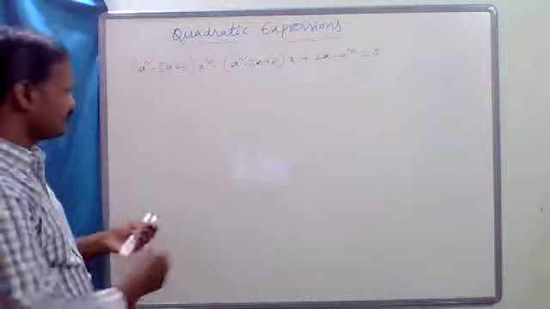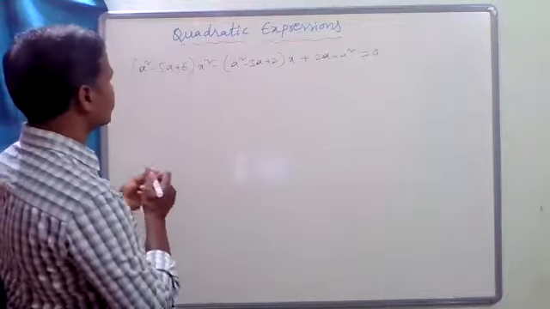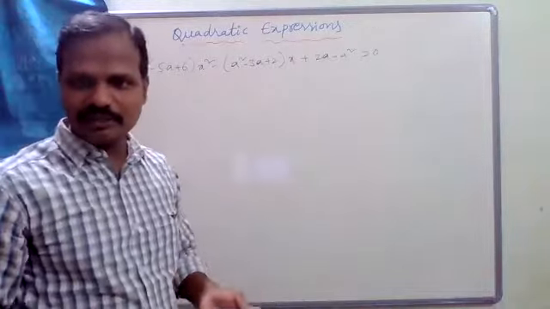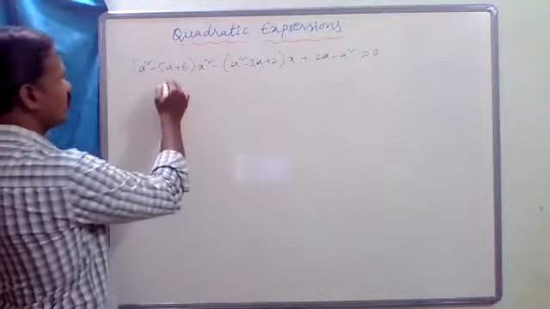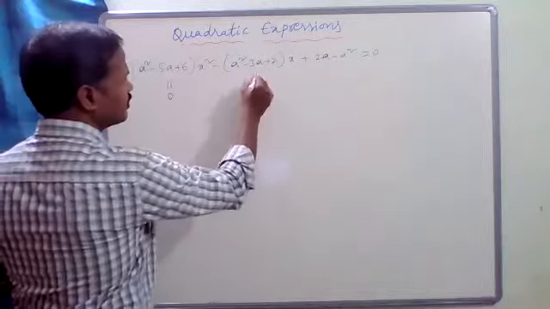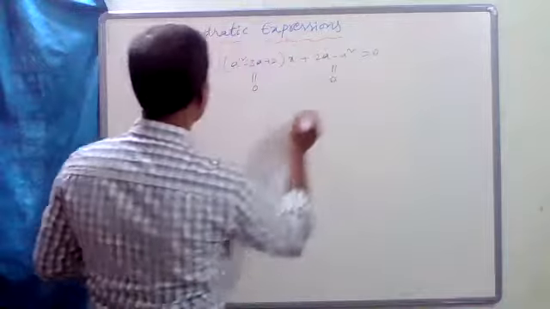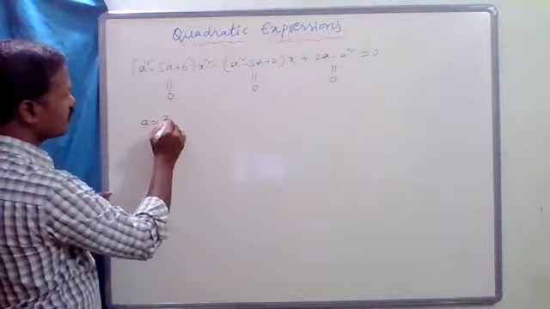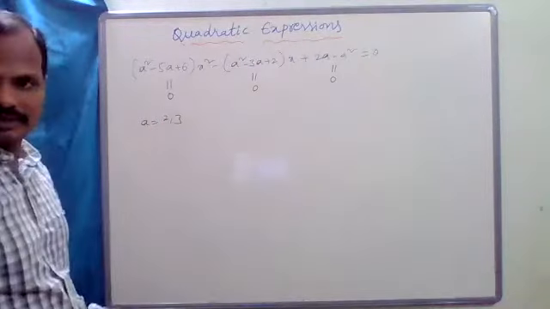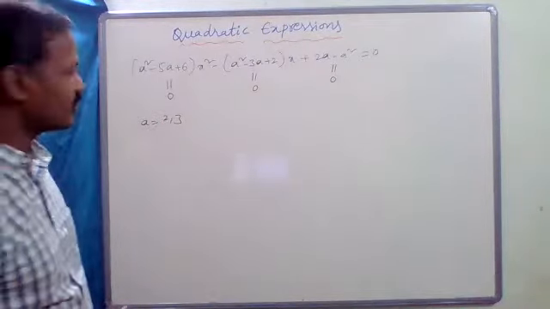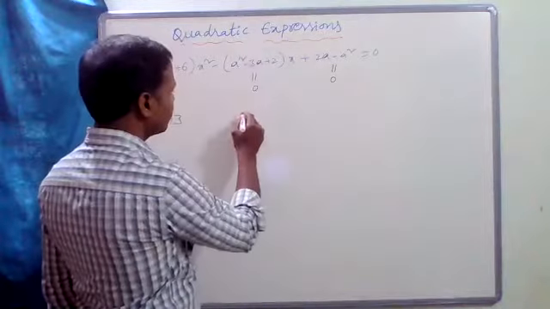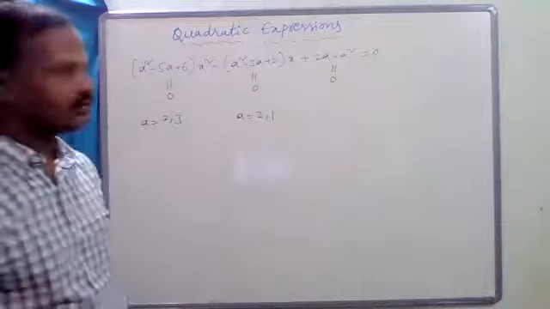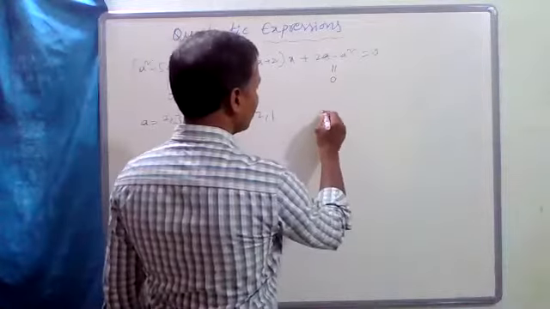Okay na? So here, what we have to do? Since it has more than two roots, the coefficients must be 0. So this becomes 0 and this becomes 0 and this becomes 0. So what are the roots of this one? The roots of a square minus 5a plus 6 equals 0 are 2, 3. Here the roots are 2, 1. Here, what is the value of a?